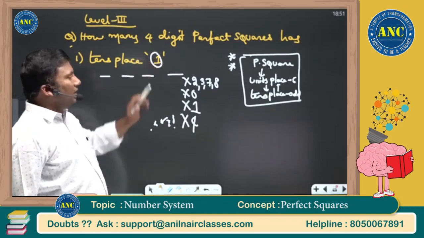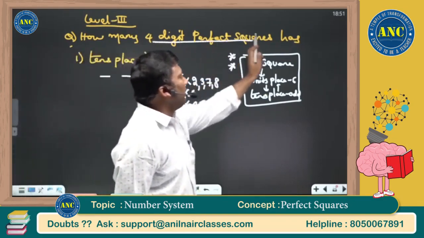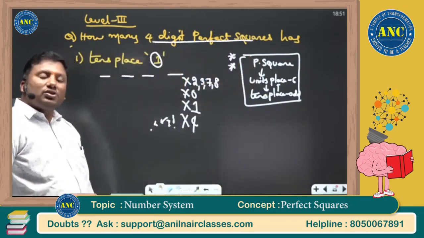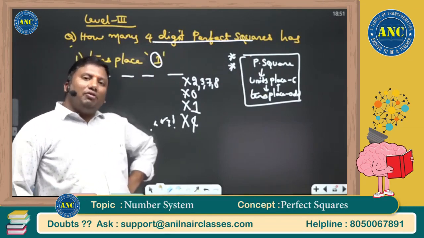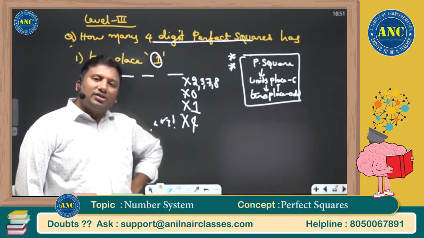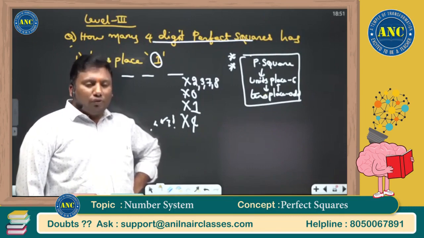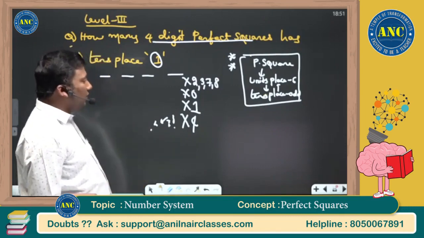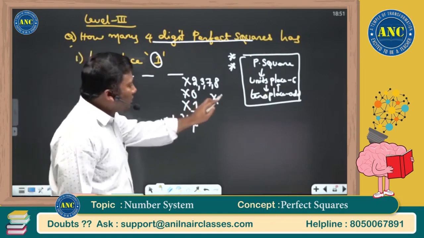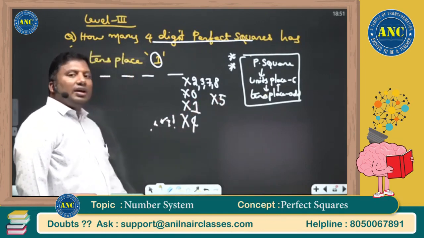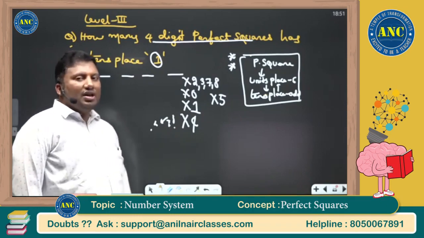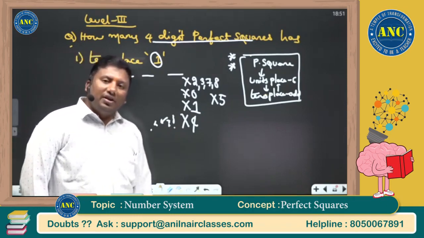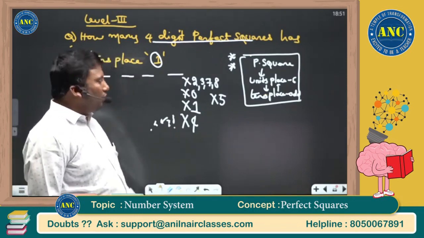A perfect square ending with 4, the tens place will always be even. Please make a note. 12 square is 144, 18 square 324, 22 square 484, 28 square 784, 32 square 1024, 38 square 1444, 42 square 1764. The tens place will be even. Any perfect square ending with 5 has tens place 2. Already we discussed: 15 square 225, 25 square 625, 35 square 1225.